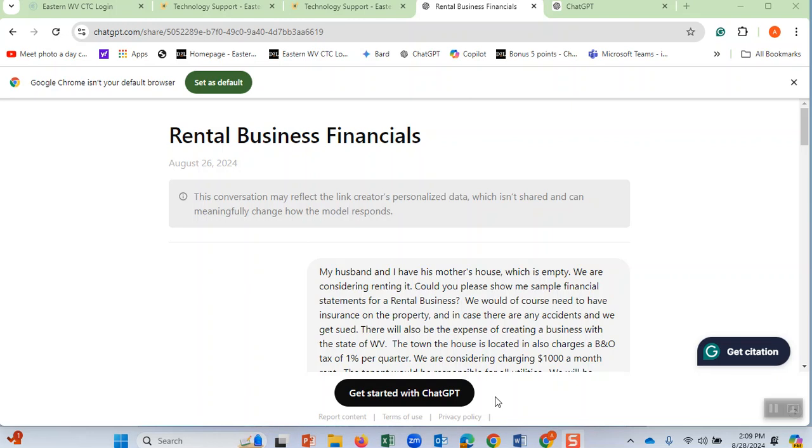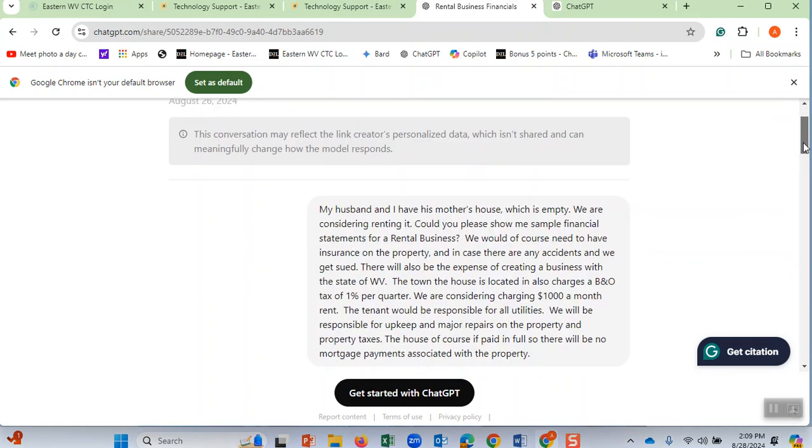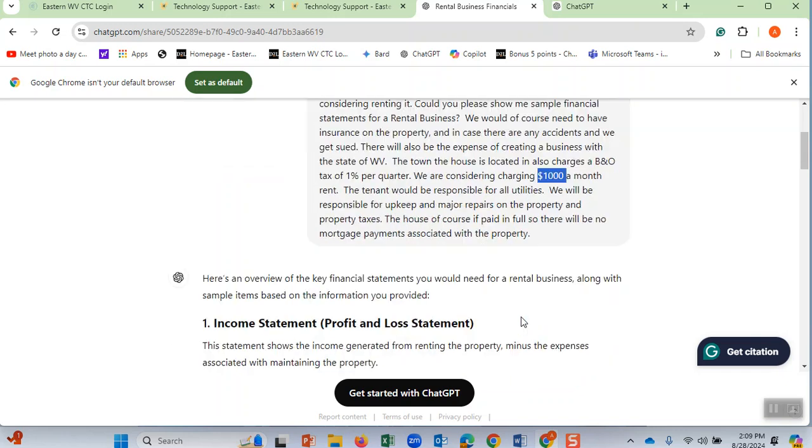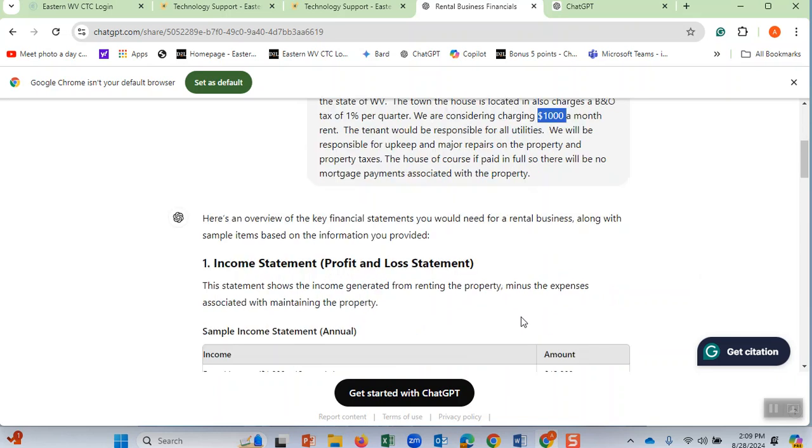Hello, all. This is what is posted as a kind of business concept by one of the students. This student is saying that she and her husband have a house and they want to rent this house out for $1,000 a month. And they want to know what their financial statements look like.